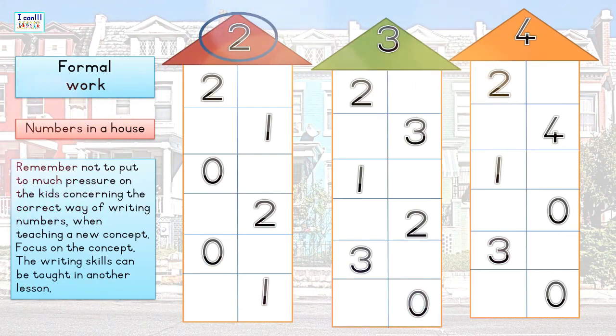Write the number in the roof of the house. And then you have to write the combination of the number in the blocks below, row by row. Usually, one of the numbers of the combination is given to you. You must just fill in the other one. So you have to find the missing number. Let's have a look if you can read the combinations. It is very easy.